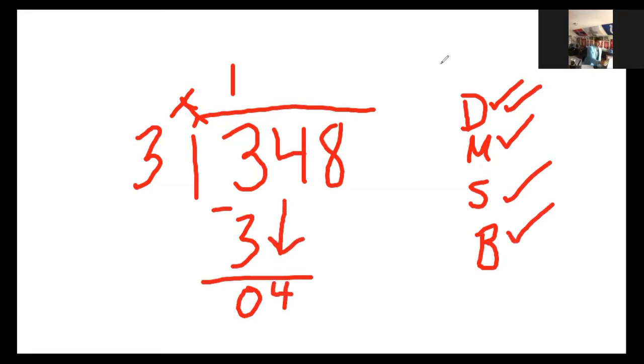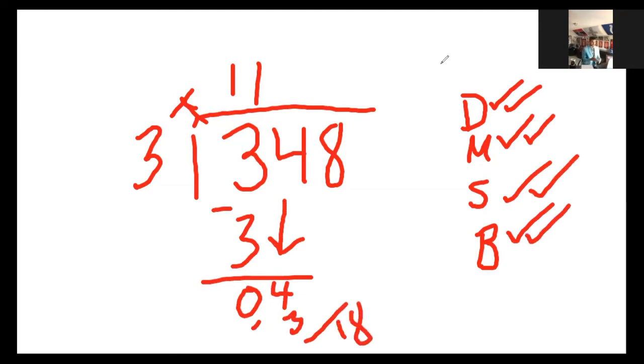3 can go into 4 one time because, again, 3 times 1 is 3. 4 minus 3 is 1. And then I'd bring down the 8. So I'm going to get kind of funky and go sideways here because I don't have enough room. You know what I'm doing, though. Going back to the top, I'm going to divide again.